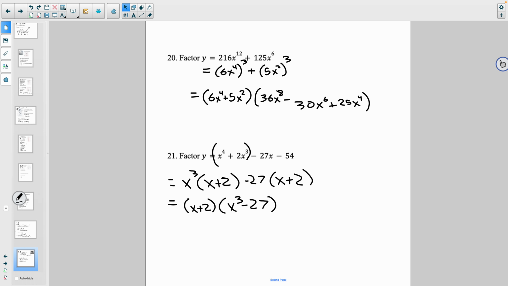Now, can I factor this anymore? If we look here, x cubed minus 27, that's a difference of cubes. We could write this as x cubed minus 3 cubed, right? So I'll leave this one for you to do, right? How can we simplify this even further, right? This one, but over here, this is our factoring by grouping and our difference of cubes.